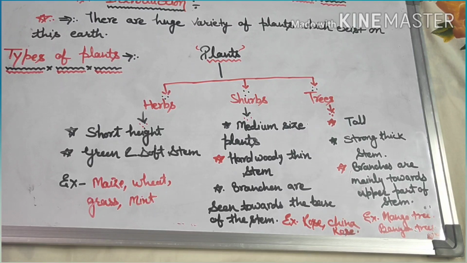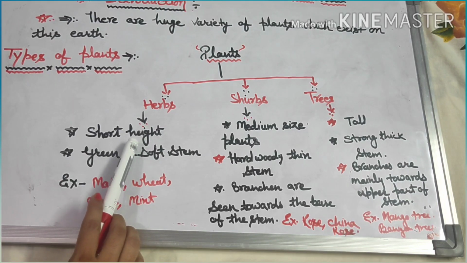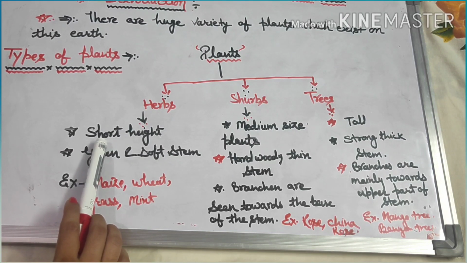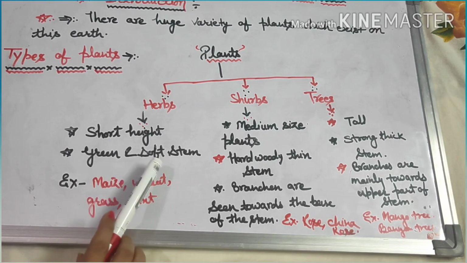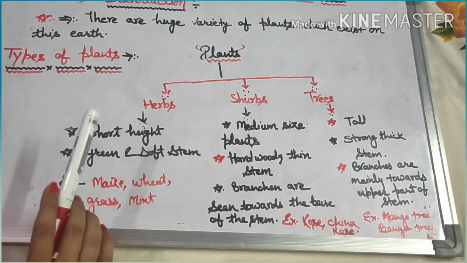Now, types of plants based on size. There are three types of plants based on their size: herbs, shrubs and trees. Herbs are of very short height. Short height is an important characteristic of herbs. They have green, soft stems. Maize, wheat, and grass are examples of herbs.